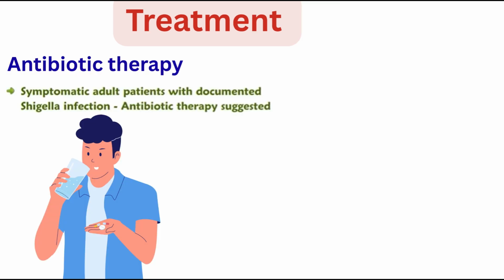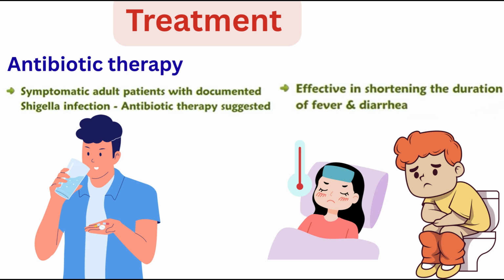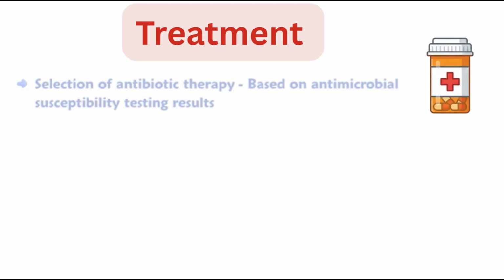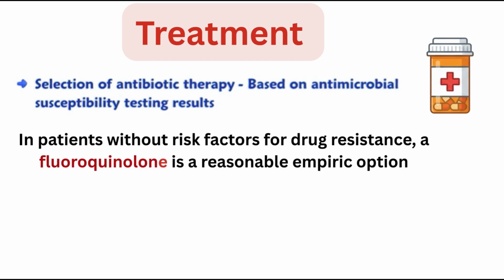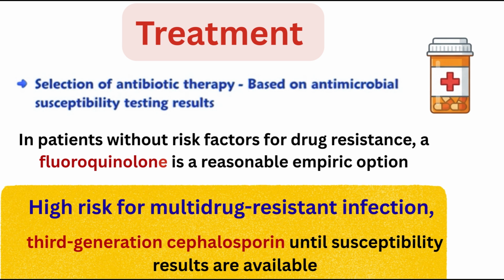In adults with symptomatic Shigella infection, antibiotic therapy is recommended as it shortens the duration of fever and diarrhea by approximately 2 days. Whenever possible, antibiotics should be based on antimicrobial susceptibility results. In patients without risk factors for drug resistance, a fluoroquinolone is a reasonable empiric option, and in individuals at high risk for multi-drug resistant infection, empiric therapy may include a third generation cephalosporin until susceptibility results are available. Directed therapy should then be adjusted according to sensitivity testing.